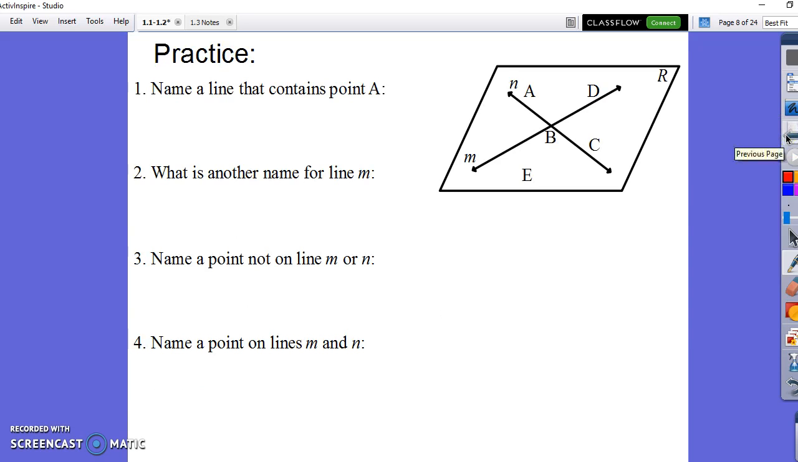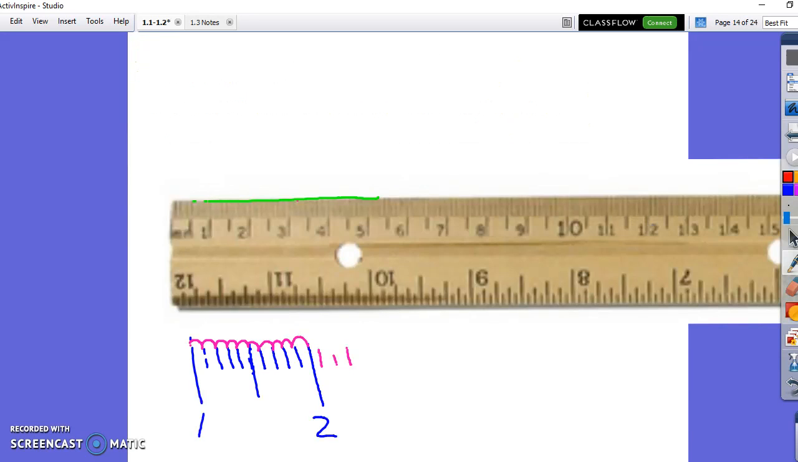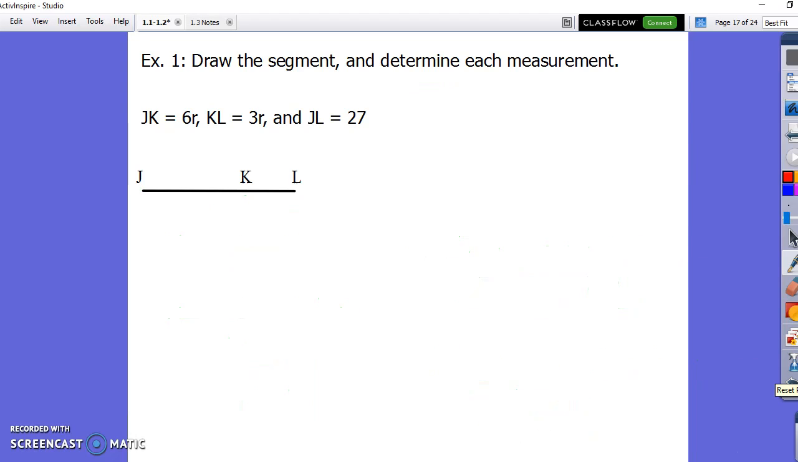Okay, you guys don't have that in your packet, do you? All right, we're gonna keep rocking that. All right, you have this one? Okay, so what we have here is, it says draw the segment and determine each measurement. First off, please bear with me. You might want to draw the points J, K, and L on. Yes?